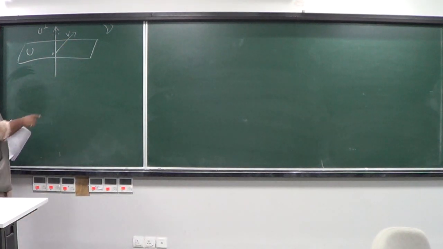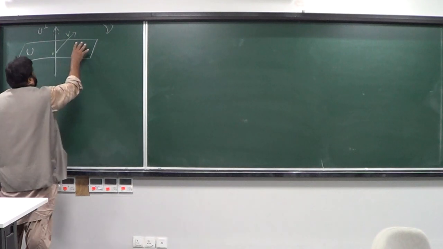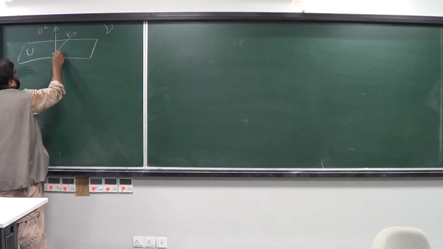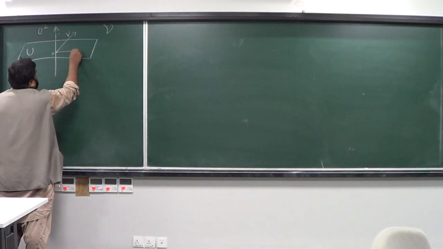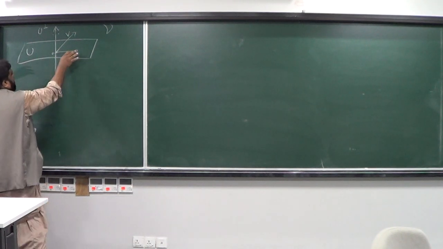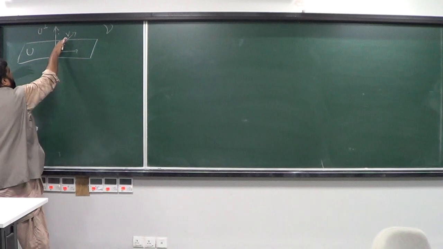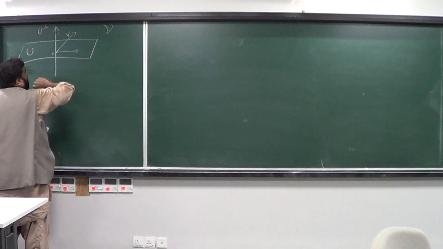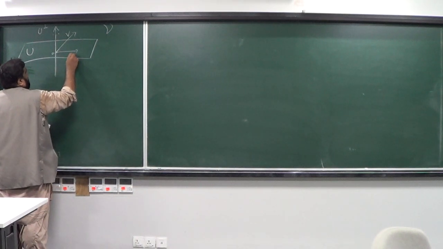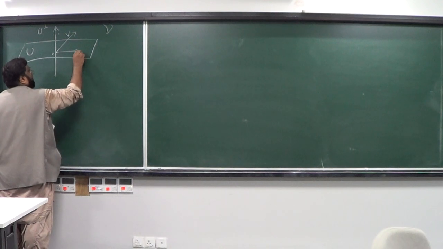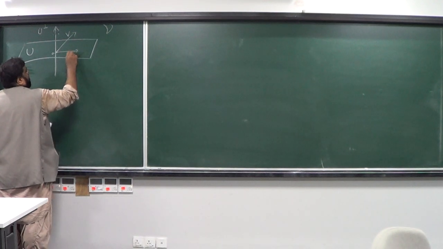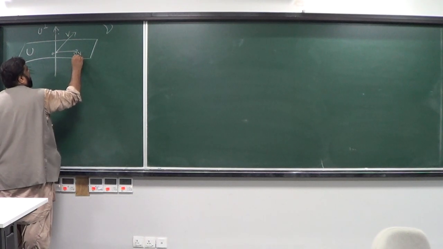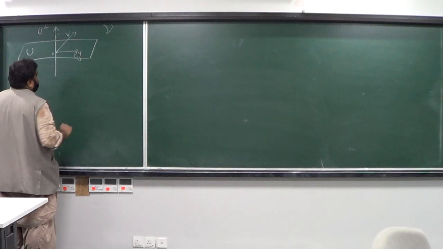The best approximation of vector V in a subspace U is the orthogonal projection of this vector onto the subspace U. If this is V, then this is really the shadow of V in the space U. Let's call this shadow the orthogonal projection of V onto the subspace U.